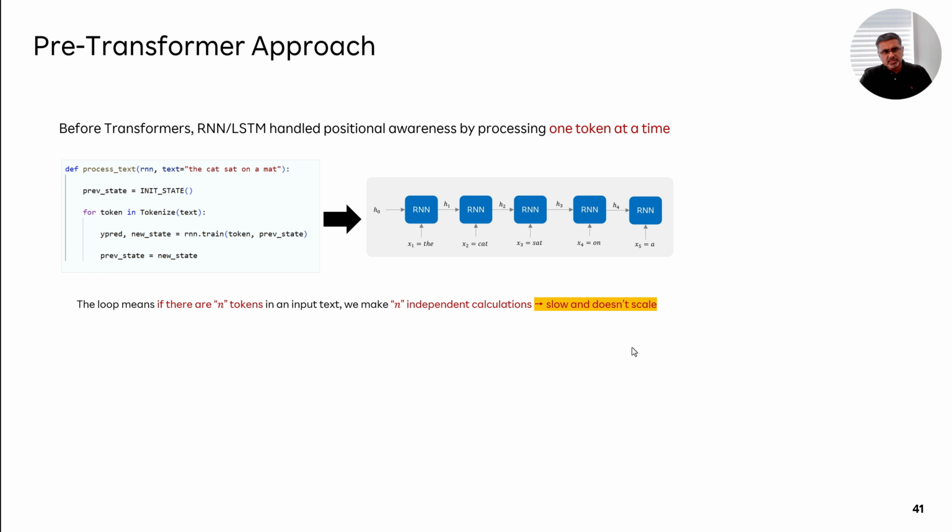So if there are n tokens in an input text, it would make n independent calculations. This worked when you're generating or completing a sentence in your autocomplete application. It is terrible, does not work, and it actually is very poor to build modern-day generative AI applications where you want to generate huge volumes of text. So this technique will not work, clearly.